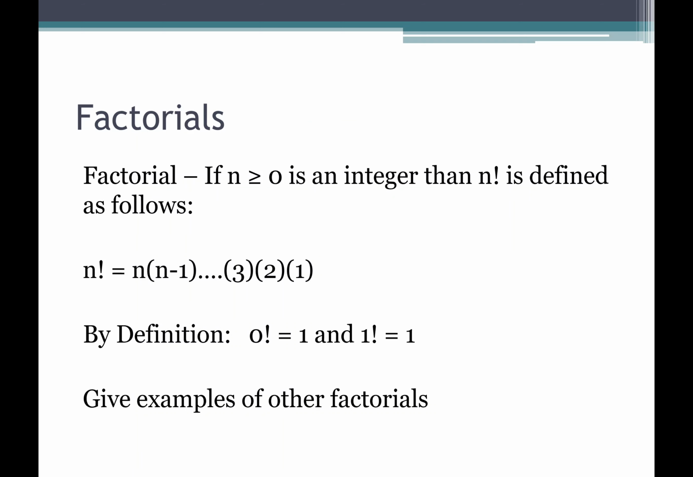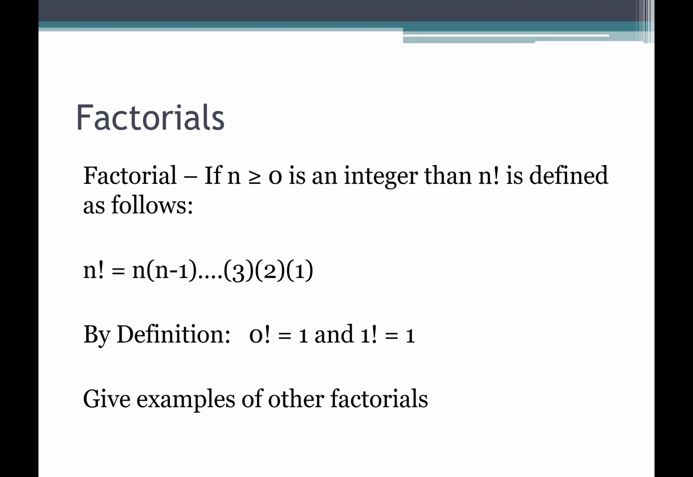Factorials, we're going to talk about this first before we talk about permutations and combinations. Those were both examples of those things, sort of. We have factorials. If n is greater than or equal to 0 is an integer, then n factorial is defined as follows. N factorial is equal to n times n minus 1 times ... times 3 times 2 times 1. So all you're doing is multiplying every consecutive number down until 1. And then also one thing to note is by definition 0 factorial is 1 and 1 factorial is also 1. So there's 2 things that are the same.